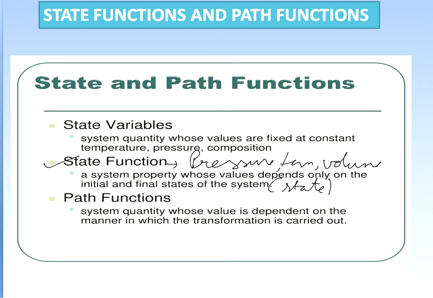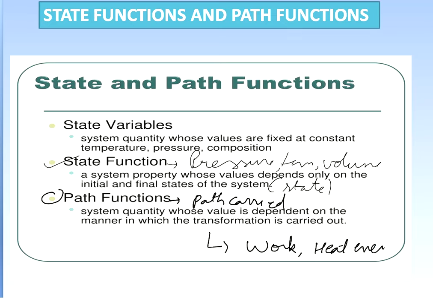Next is path function. This depends upon the path carried. Which path we have followed, that is the important part. Examples of path functions are work and heat energy. Clear? Pressure, temperature and composition are known as state variables. So I think this is clear to you, state function, path function.